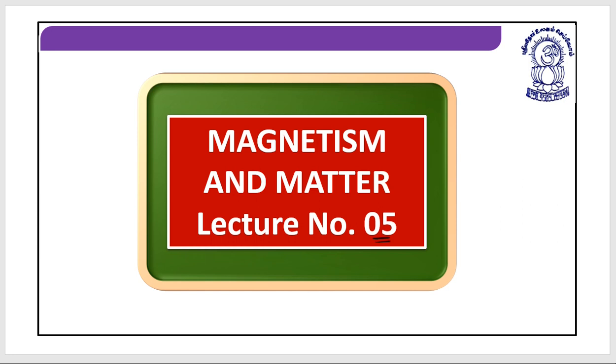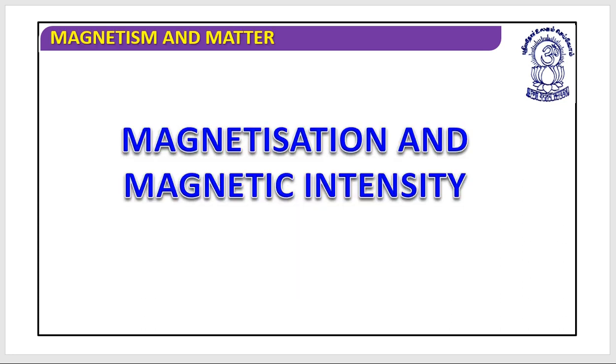This is lecture number 5 of our unit Magnetism and Matter. Let's begin with today's class. Today we are going to discuss first the magnetization and magnetic intensity, and then we are going to discuss the different magnetic materials.